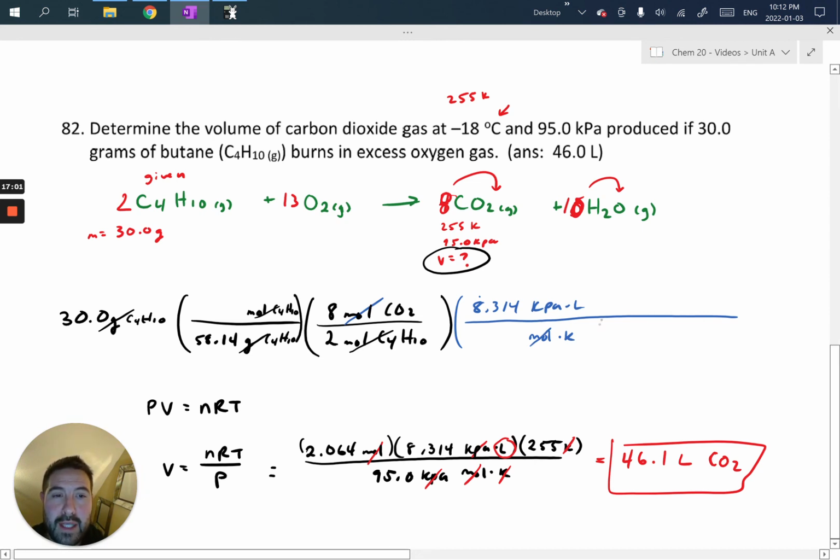Okay, so now I'm just going to get rid of all my other units that are in there. So kPa is going to go on the bottom, 95.0 kPa, and so that's gone. And then I just need to get rid of my Kelvin. So I have my 255 Kelvin here. That's going to be gone. And I'm going to be left with liters behind here. And when I do that calculation, it's all the same math, and I'm going to get the same answer as I got right here.